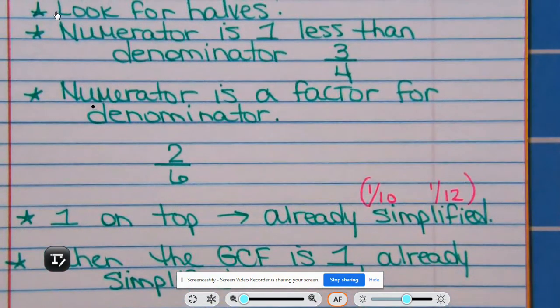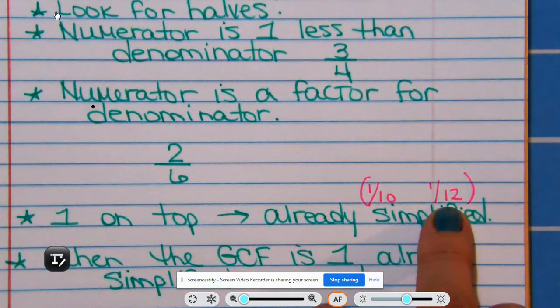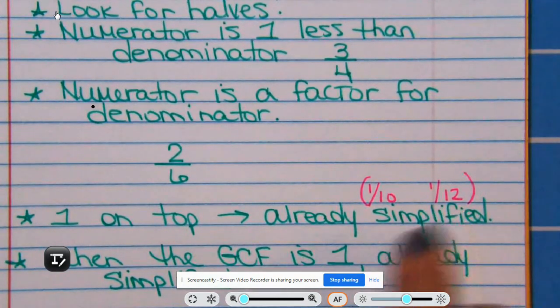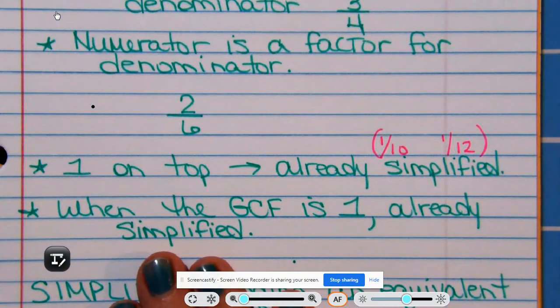Look for fractions that have a 1 on top. The 1 is the numerator, like 1/10 and 1/12. Those fractions are already simplified. When your greatest common factor is 1, then the fraction is already simplified.